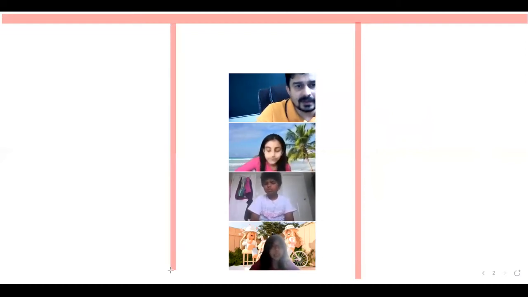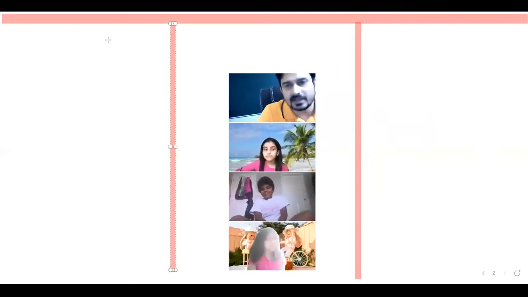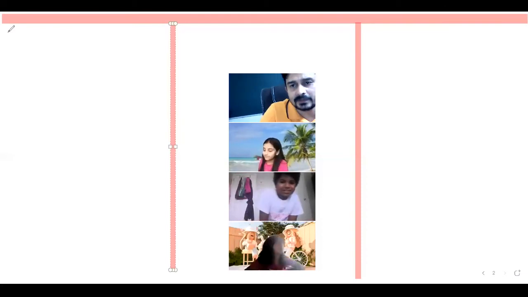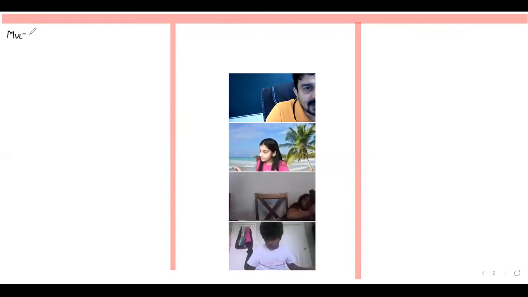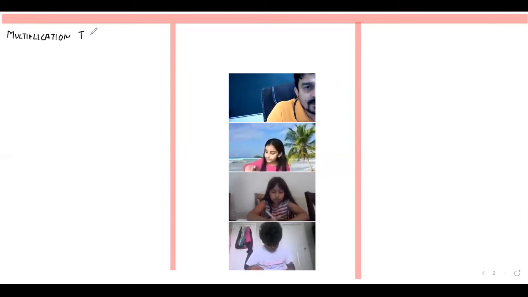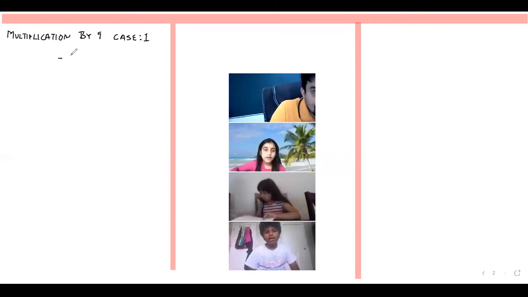Okay, now let's move to our next techniques, which are multiplication by nines, case 1, 2, and 3. Multiplication by 9, case 1. What is case 1? Yes, case 1 is equal nines.